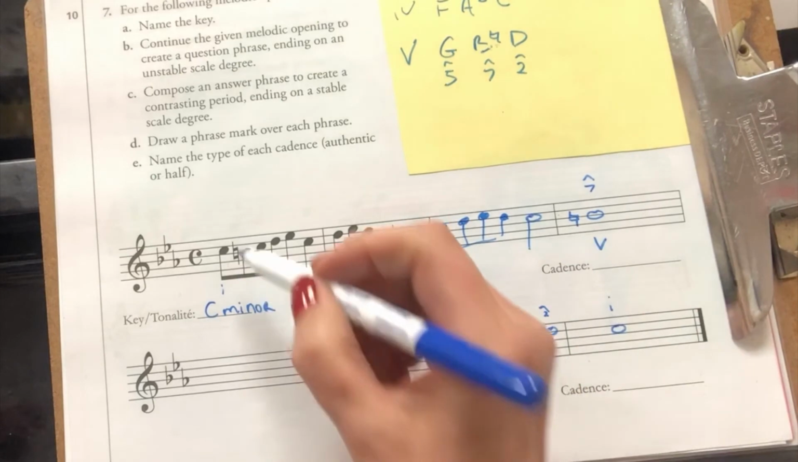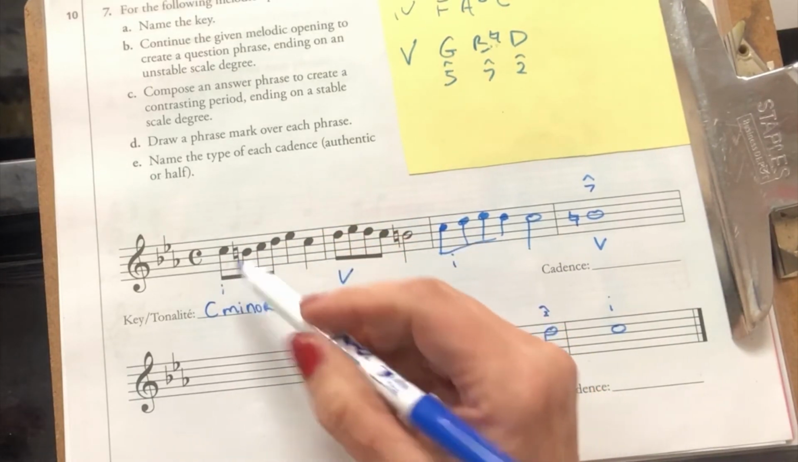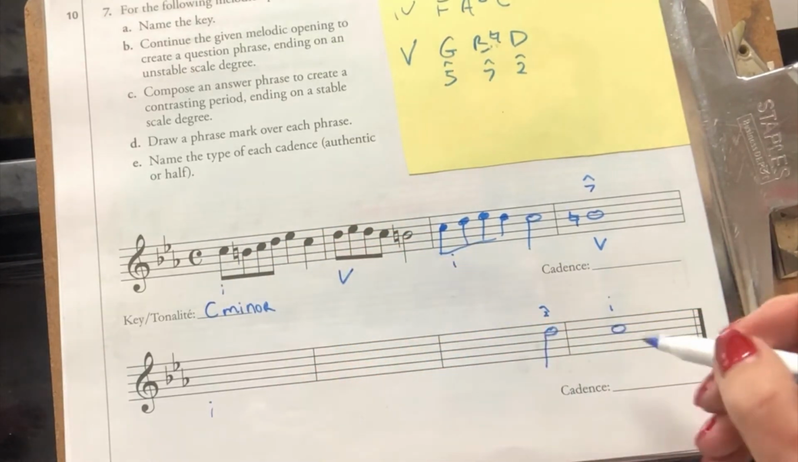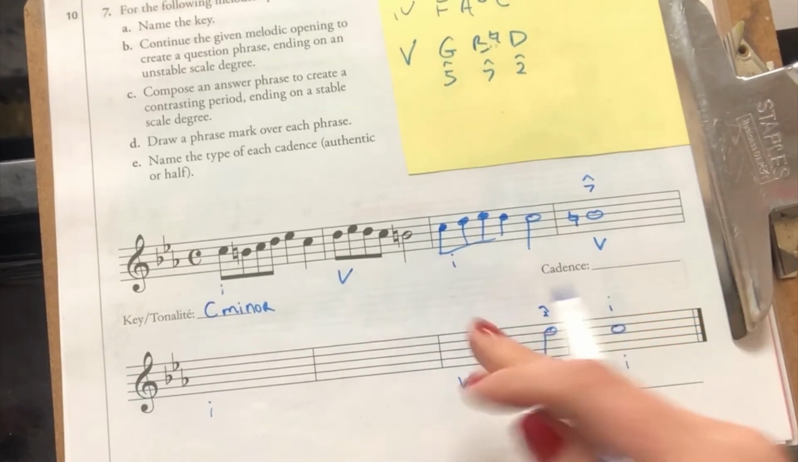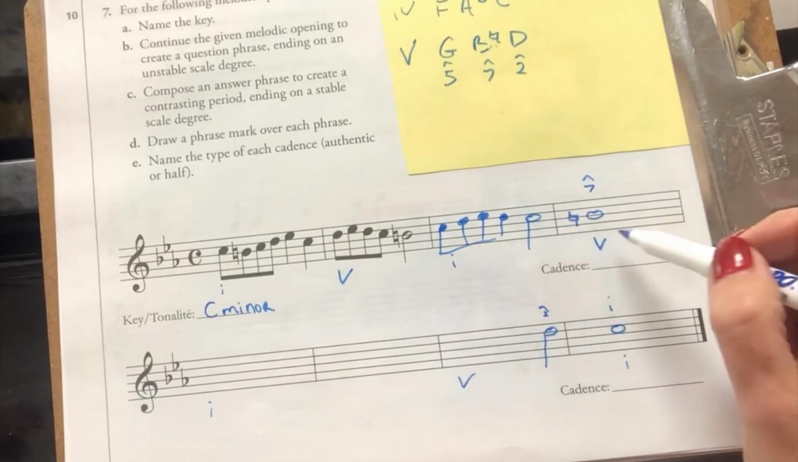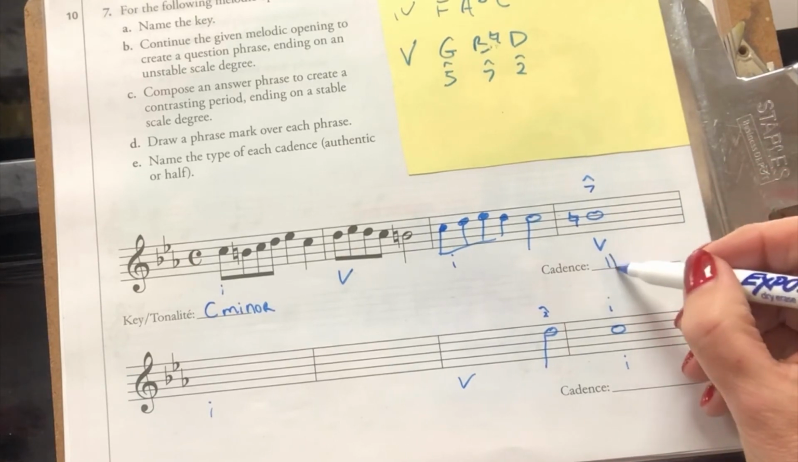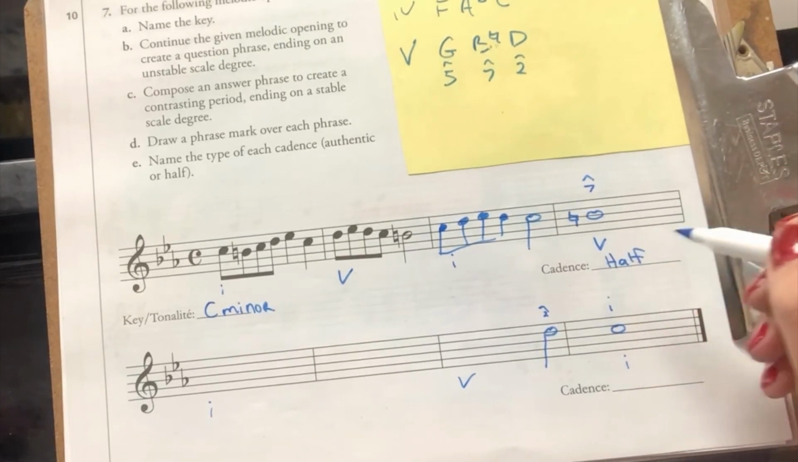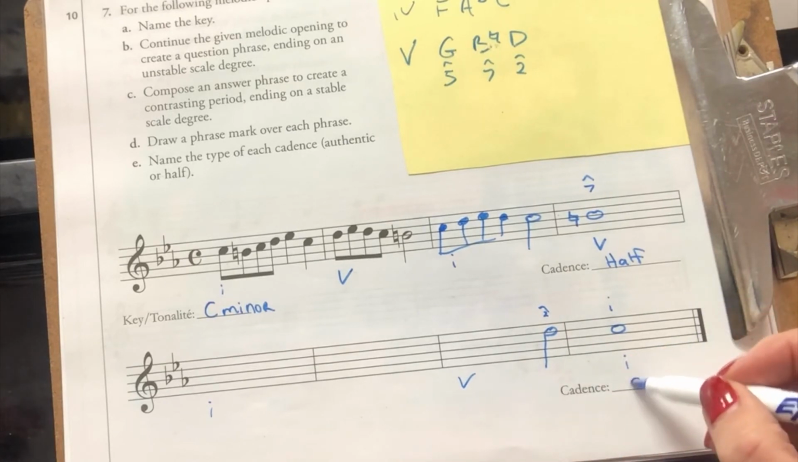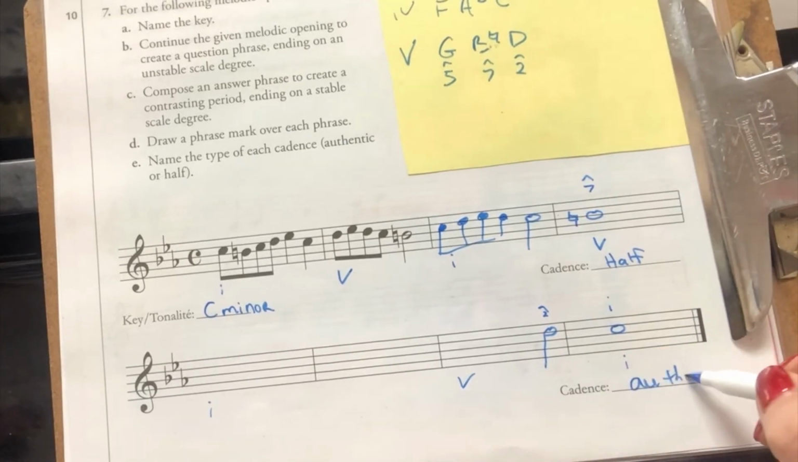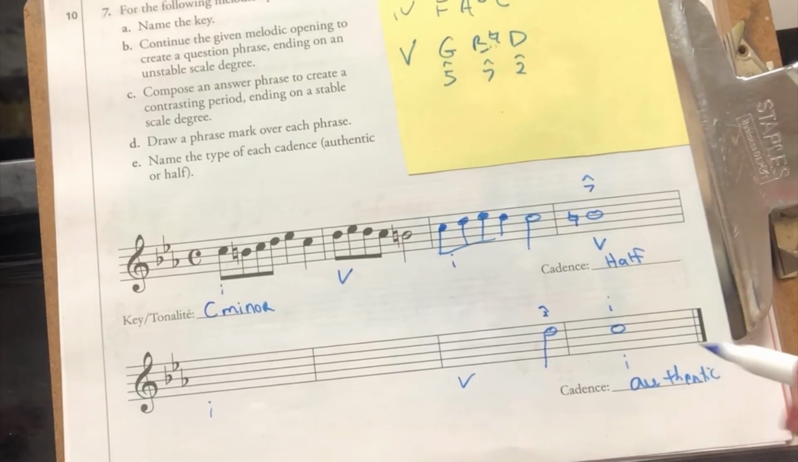Okay. Now, remember, we have to make this different. So because this was the 1, we have to end on 1, and this is going to be a dominant section. So when it ends on the dominant, we know it's a half cadence. Okay, and when it ends on 5 to 1, we know that it's an authentic cadence. So that's what we're working towards anyways, okay?